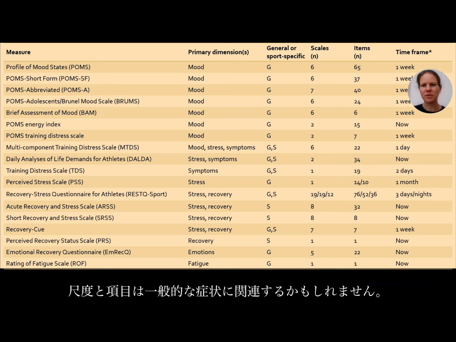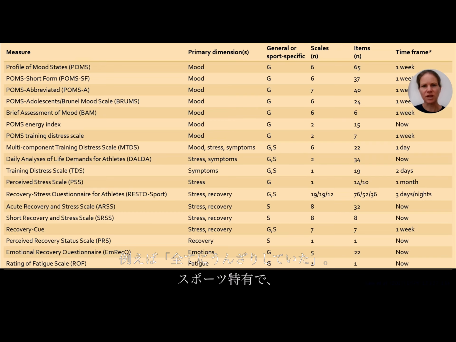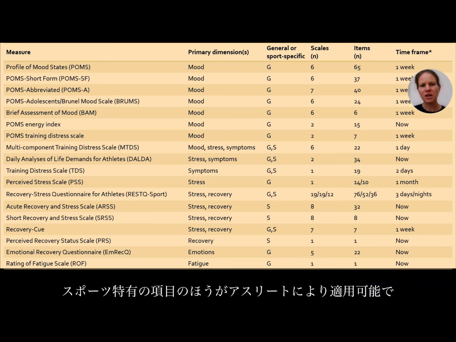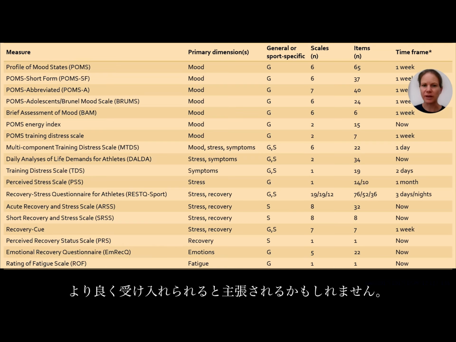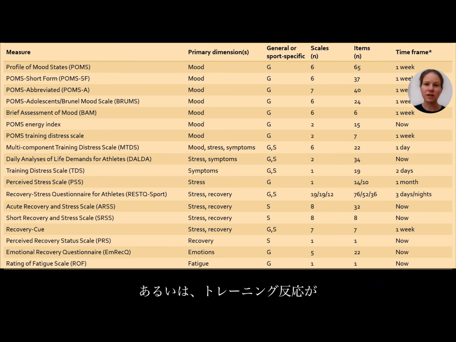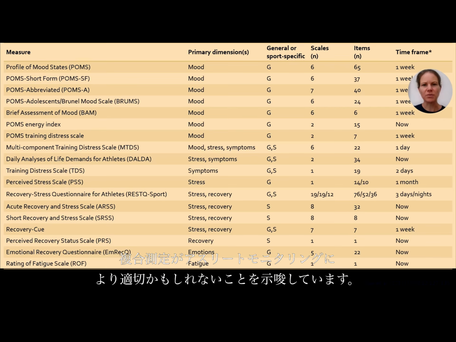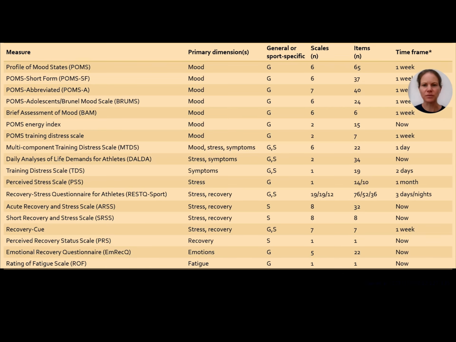Scales and items may relate to general symptoms, for example, "I was fed up with everything," or be sport-specific, for example, "I felt frustrated by my sport." It may be argued that sport-specific items are more applicable to and better received by athletes. Alternatively, the argument that the training response also manifests as general signs and symptoms suggests general items or a composite measure may be more appropriate for athlete monitoring.